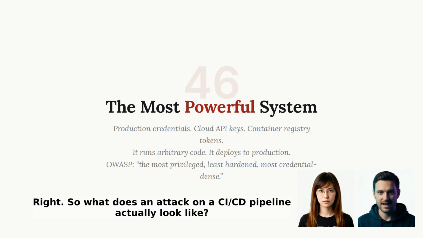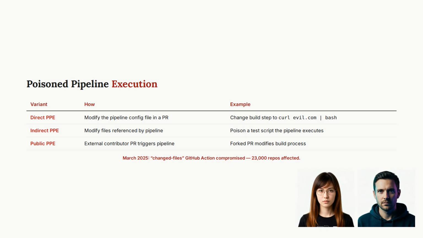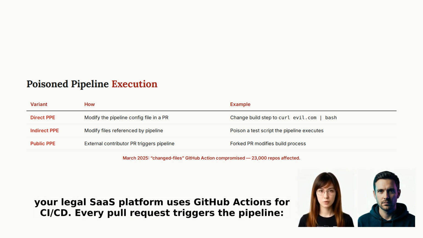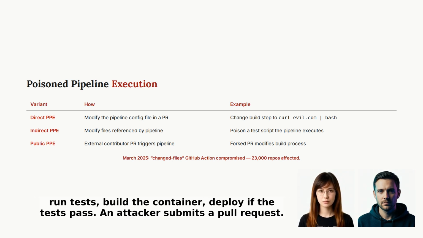So what does an attack on a CI/CD pipeline actually look like? Let me describe the most elegant version. It's called poisoned pipeline execution. Imagine your legal SaaS platform uses GitHub Actions for CI/CD. Every pull request triggers the pipeline. Run tests, build the container, deploy if the tests pass.